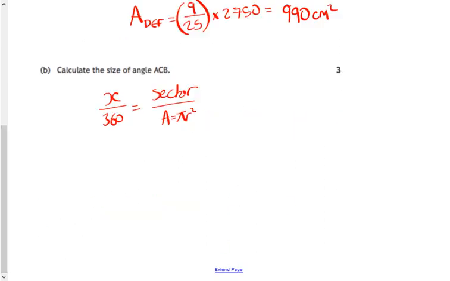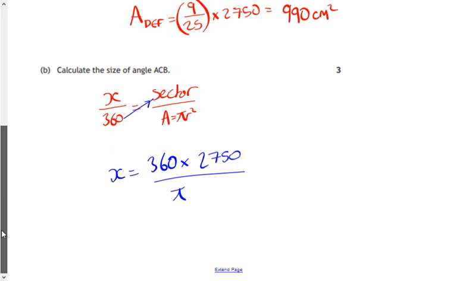So what that tells us then is that x is equal to 360 times, because I'm bringing the 360 up to the top here, times the area of the sector, the 2,750. Divide that by pi times our radius, which was 50, squared. Okay, sorry about the bell there, we're recording this in a school.